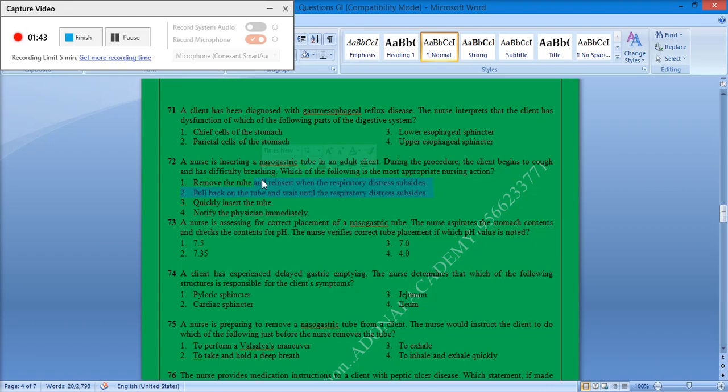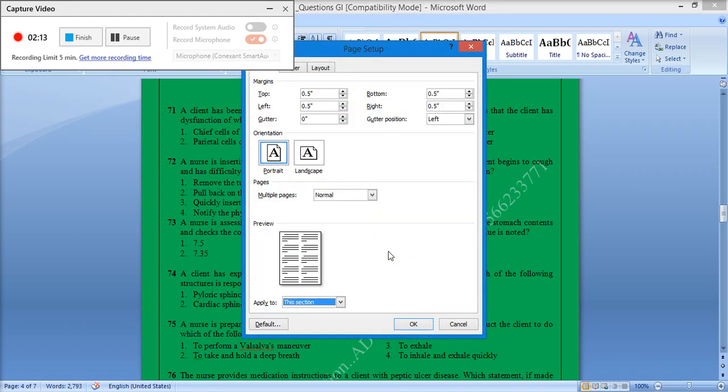73. A nurse is assessing for correct placement of a nasogastric tube. The nurse aspirates the stomach contents and checks the contents for pH. The nurse verifies the correct placement if which pH value is noted? 1. 7.5. 2. 7.35. 3. 7.0. 4. 4.0. The correct answer is 4. 4.0.